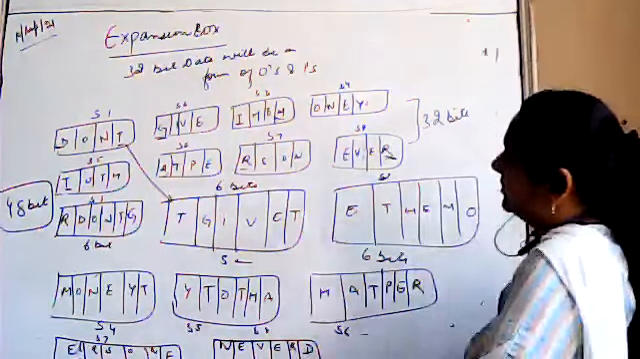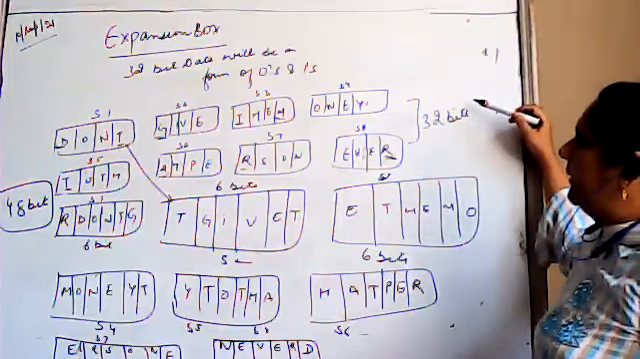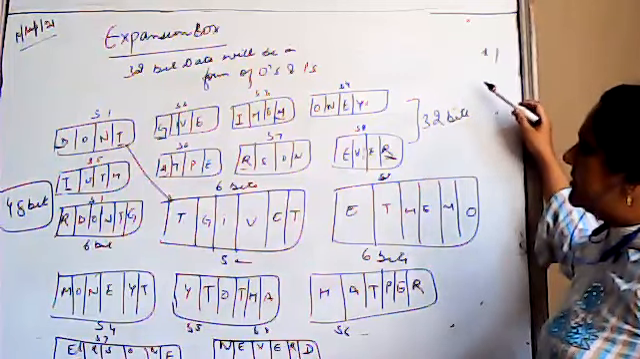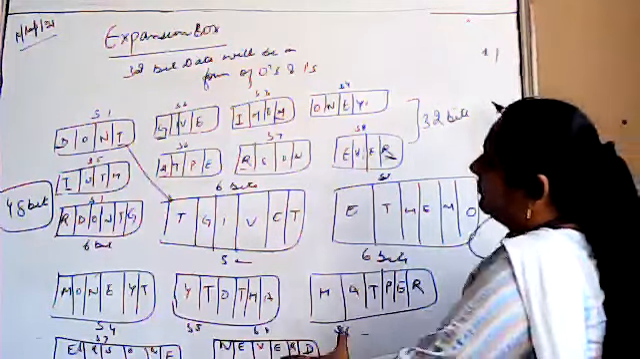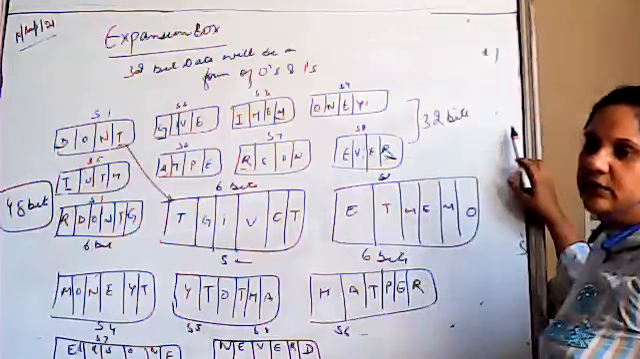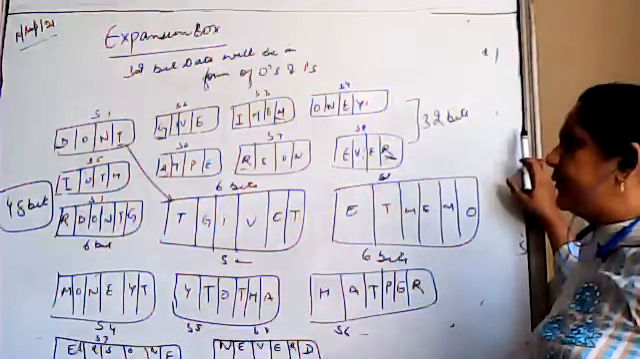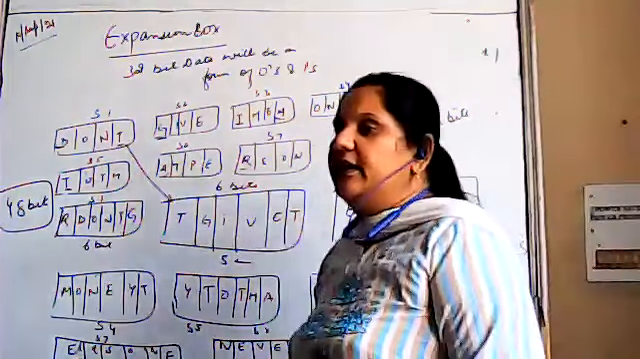Okay. So in the expansion box, this text is being expanded from 32 bit to 48 bits. Fine. So this is your expansion box, how the text of 32 bit is converted to 48 bit in a DES.